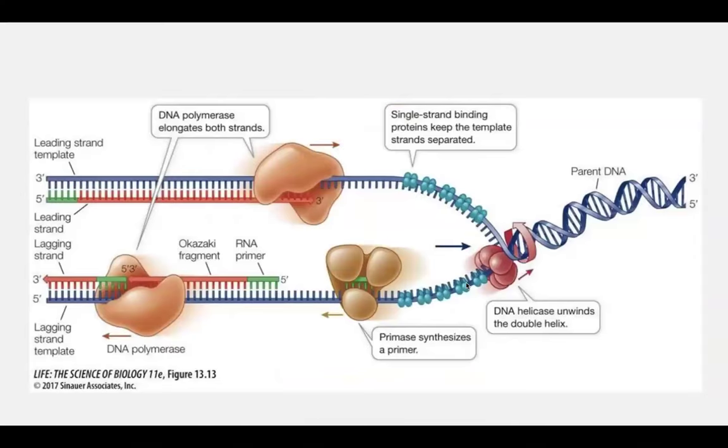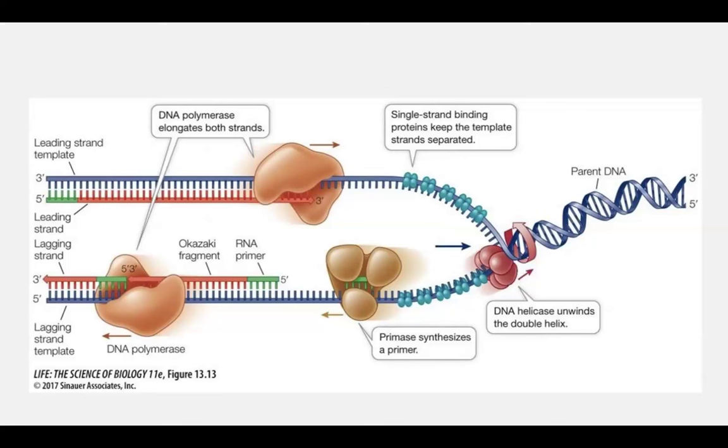And so you have a leading strand and a lagging strand. You also have here the replication fork. The replication fork is the site where DNA unwinds to expose bases. In this case, DNA helicase unwinds the double helix in order to expose the bases.